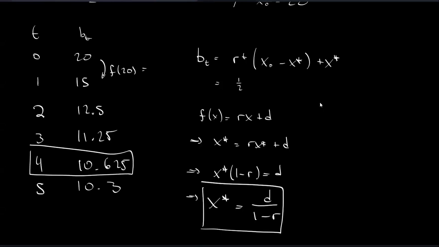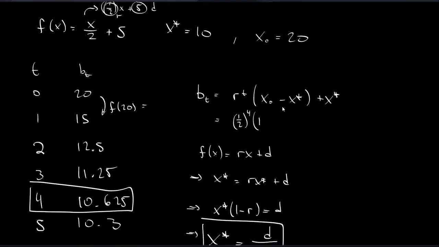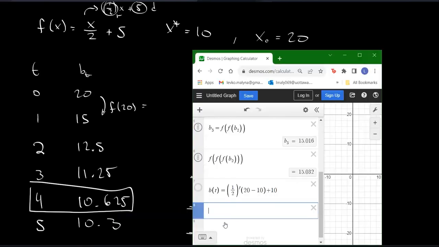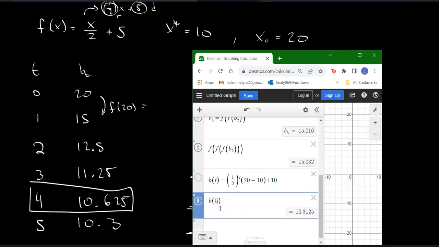I'm going to get 1/2 to the t. So that's 4, 1/2 to the 4, times x naught minus x star. X naught was 20, x star was 10, so that's 10 plus x star, that's 10. And if I calculate that, because I'm lazy, b of 4, I'm going to get 10.625. And if I were to calculate b of 5, I get 10.312, right?